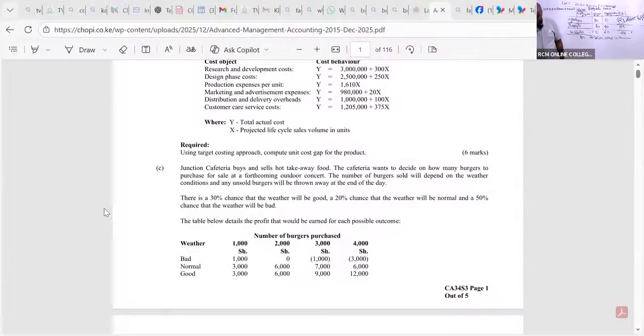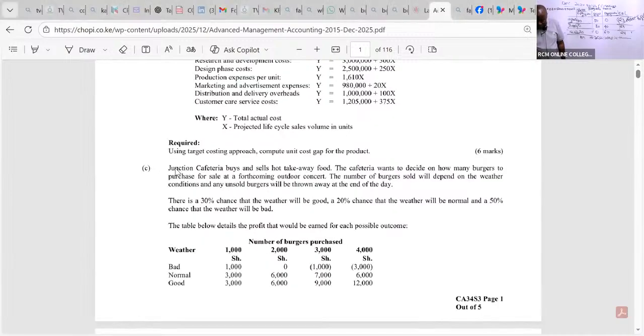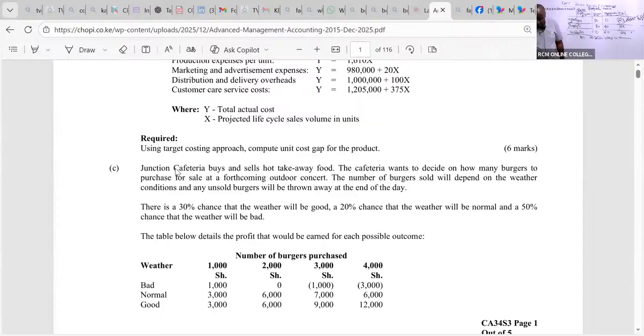The question of Makutano Junction. Junction cafeteria, are you there? Great. So the online ninjas, have you been able to get that question? Even if you don't get it, I'm sharing it here. We are told Junction cafeteria buys and sells hot takeaway food. It's a different question, right? Junction. Now, Makutano is my name.